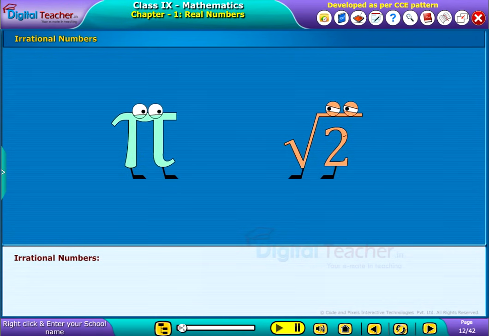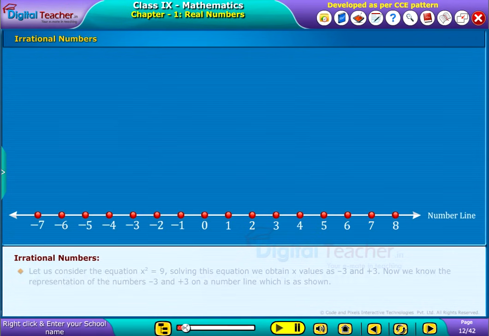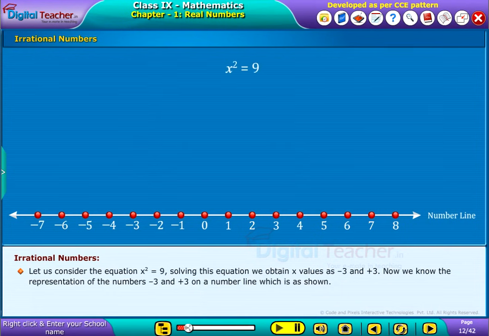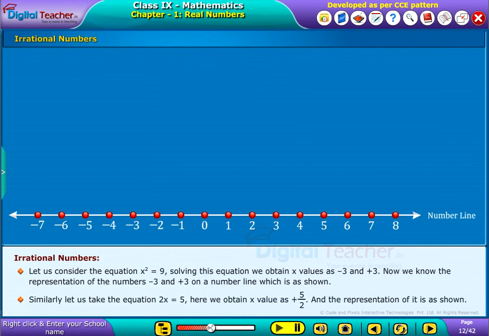Let us have a look on irrational numbers. Let us consider the equation x square equal to 9. Solving this equation, we obtain x values as -3 and +3. Now, we know the representation of the numbers -3 and +3 on a number line, which is as shown. Similarly, let us take the equation 2x equal to 5. Here we obtain x value as +5 by 2, and the representation of it is as shown.